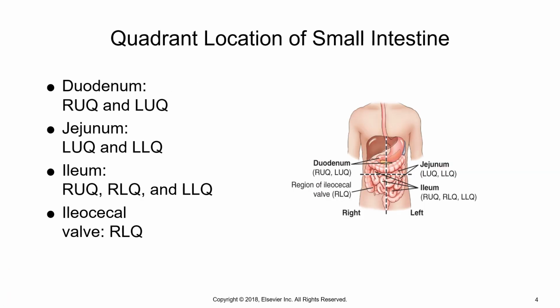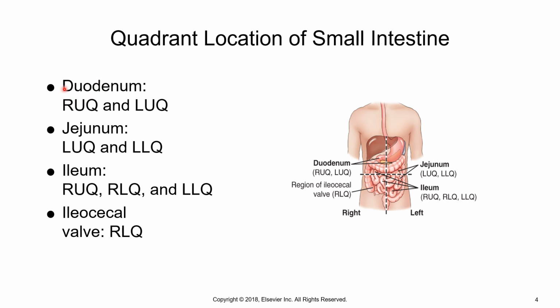When we look at the location of the small intestine, we have the duodenum that occupies the right and left upper quadrants. We have the jejunum, which is mainly in the left upper and left lower quadrant. And the ileum, with the spelling of I-L-E-U-M, takes up the right upper, right lower, and left lower quadrant. And then the ileocecal valve is typically found in the right lower quadrant.